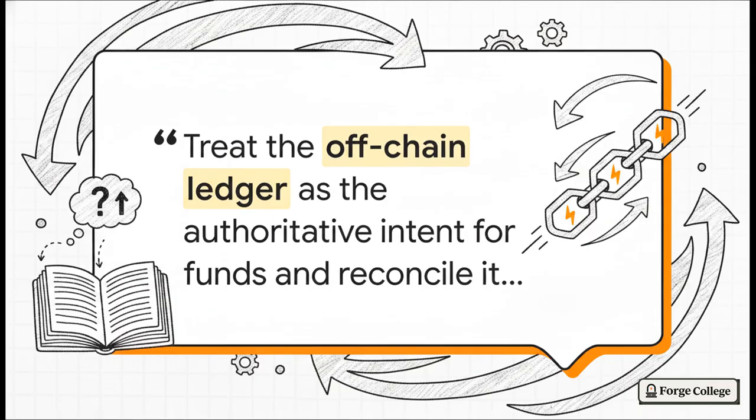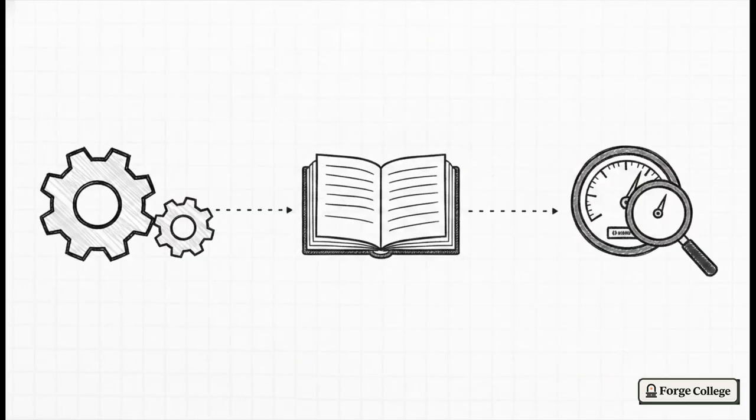Constantly reconcile the two. To quickly summarize our final inspection takeaways, always sequence your swap and liquidity operations explicitly. Rely heavily on your off-chain ledgers as your source of truth for intent, and instrument absolutely everything for debugging.